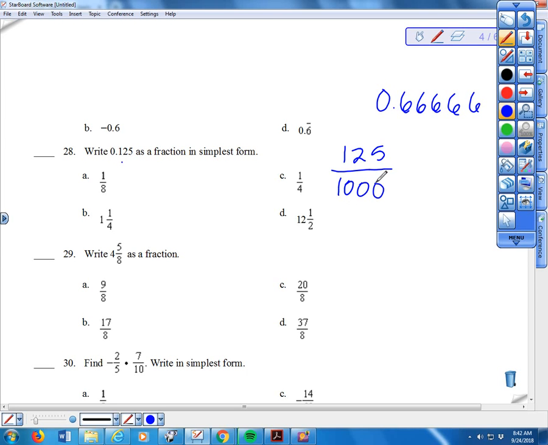125 thousandths. Now all I have to do is simplify. I can look at this and know that 25 is going to go into both evenly. 25 goes into 125 5 times. 25 goes into 100 how many times? 4. So all I have to do to get from 100 to 1,000 is add a 0, right? 40. Am I done simplifying? No. What's next? Divide both by 5. If I divide both by 5, I get 1/8.